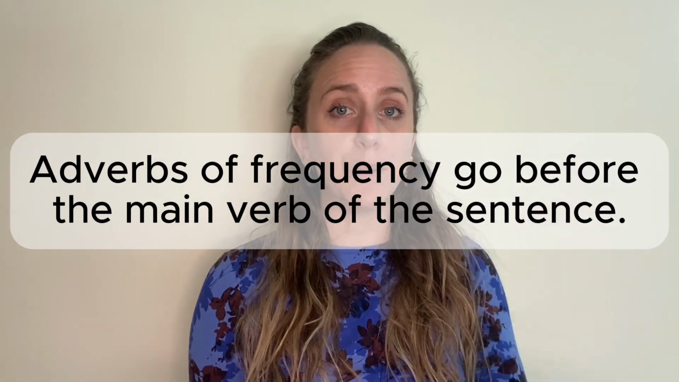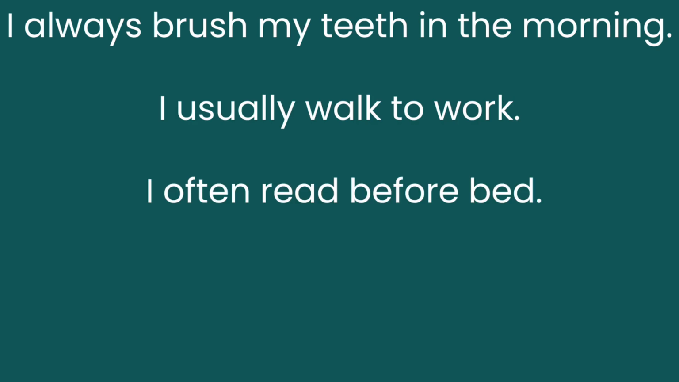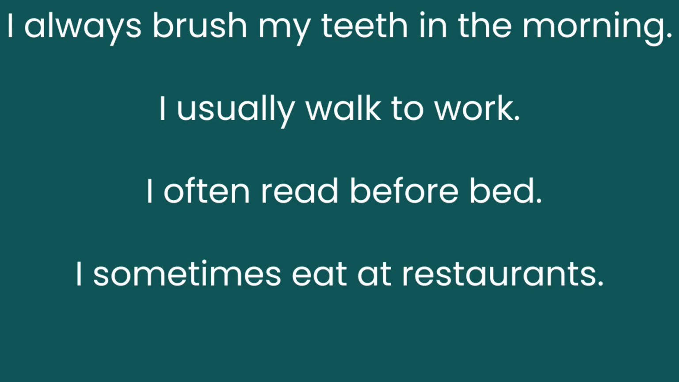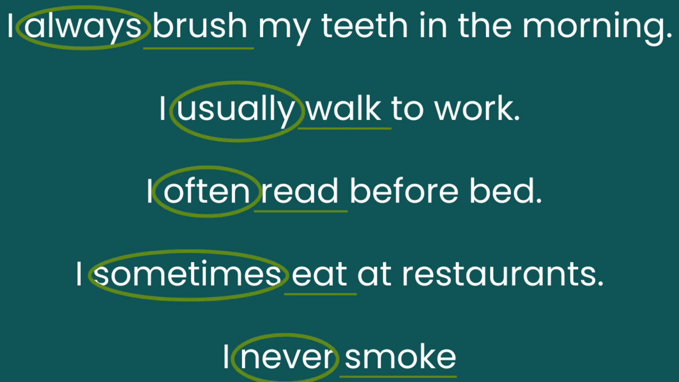Now that we've looked at these 5 adverbs of frequency, where do we put them in the sentences? Adverbs of frequency come before the main verb. Let's look at the 5 sentences that I said in this video. I always brush my teeth in the morning. I usually walk to work. I often read before bed. I sometimes eat at restaurants. I never smoke. The main verbs in those sentences are brush, walk, read, eat, smoke. And before them are the adverbs of frequency. Always, usually, often, sometimes, never. So the adverb of frequency comes right before the main verb.